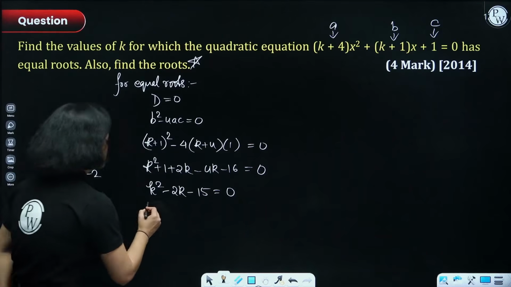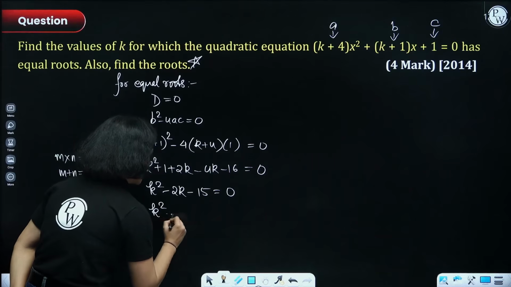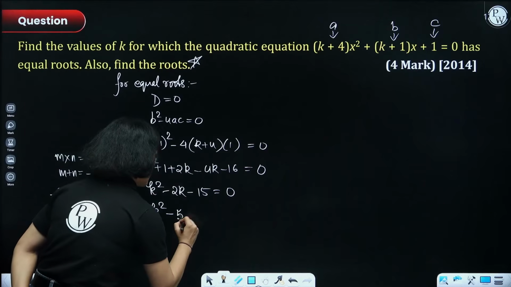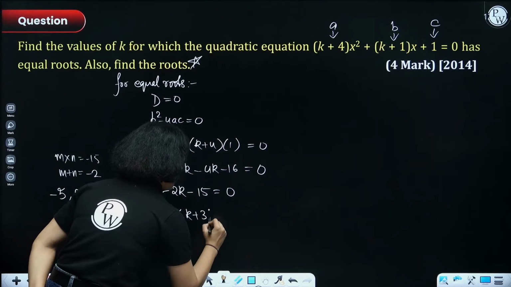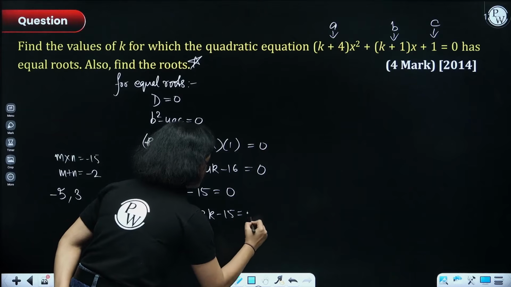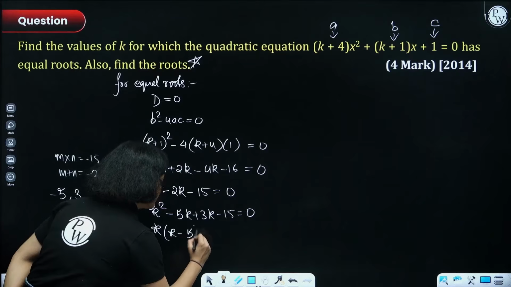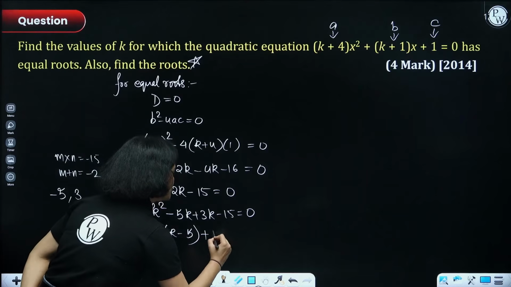Yes? Okay. So, k square minus, now 2k will be broken as minus 5k plus 3k, minus 15 is equal to 0. Okay? So, I'll take k common. So, here I'll have k minus 5 inside the bracket, and from the last two terms, I'll take 3 common.